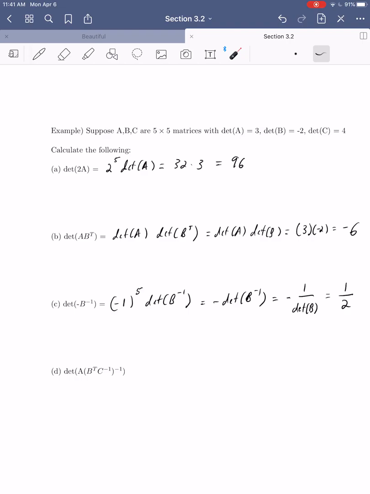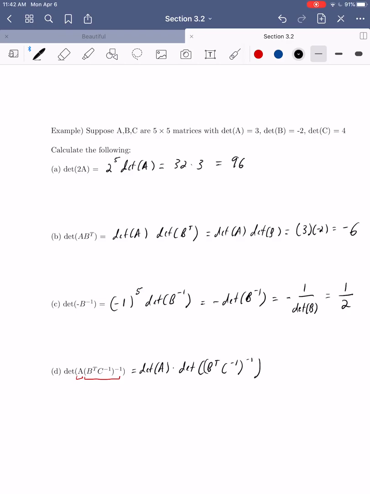All right. Maybe most complicated here, we've got this messy determinant. We wanted to get the determinant of A times the inverse of B transpose C inverse. So we can do this in a lot of ways, but let's just unpack piece by piece. Let's first think about this as a product of A and this crazy thing. So if we do that, we can write that as the determinant of A times the determinant of B transpose C inverse.